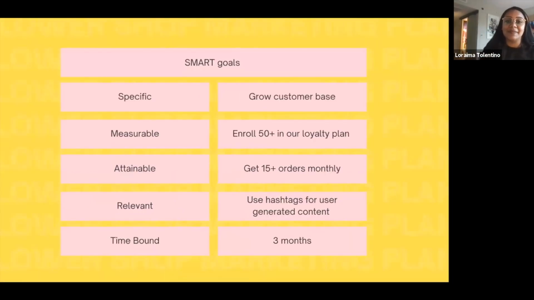Now we're going to create some SMART goals. So something specific: the flower shop wants to grow their customer base. How is that measurable? Well, we're going to enroll at least 50 people in our loyalty plan. How is that attainable? Well, we want to get at least 15 additional orders from what we have already. How will we make it relevant? We will use hashtags for user-generated content. And about timing, we will try this campaign for 3 months.